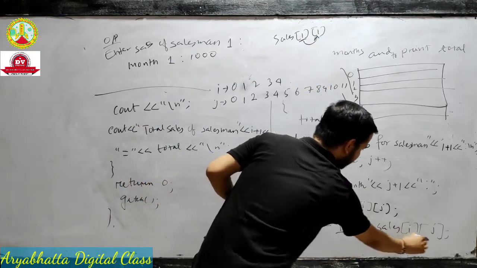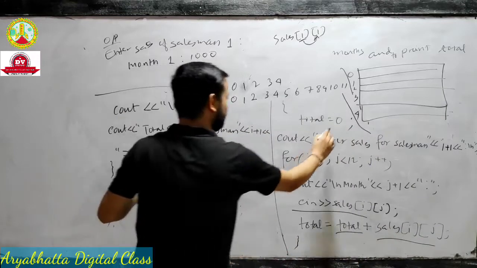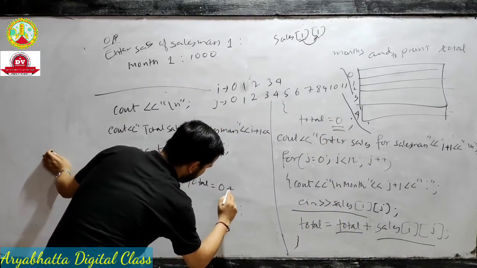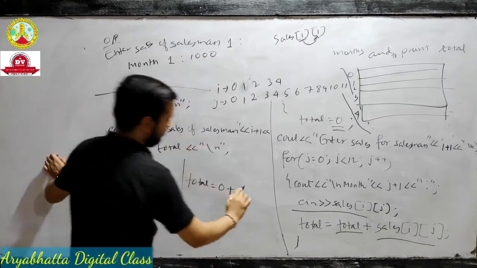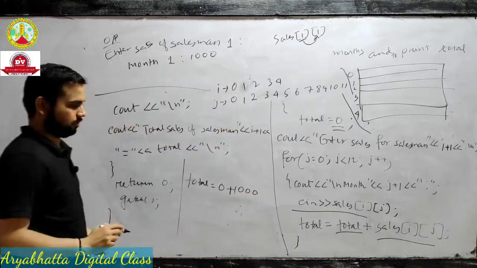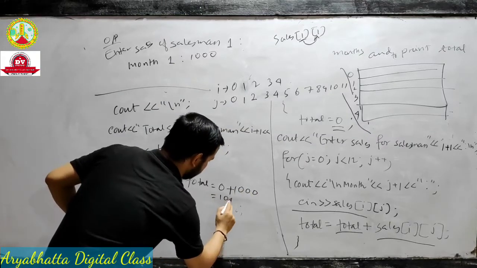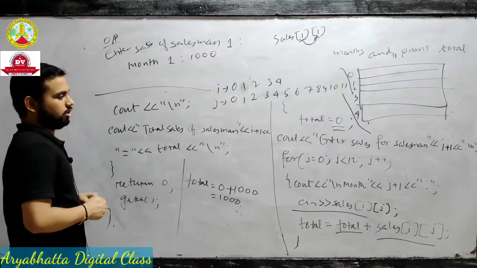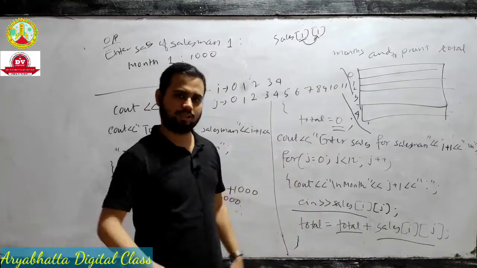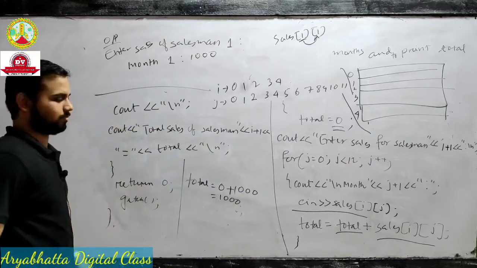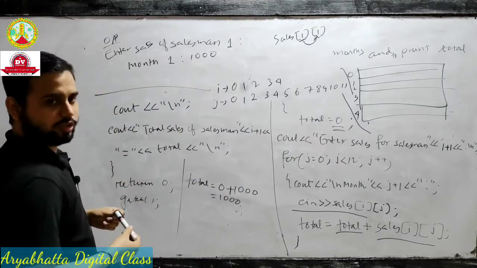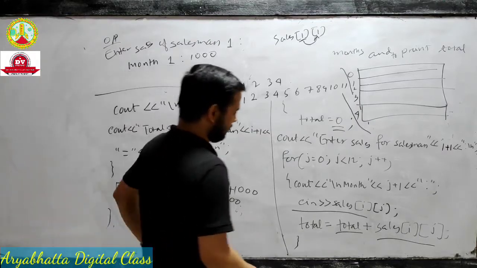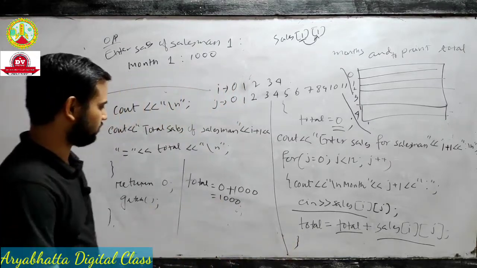Total plus equals sales i j. First, total is initialized to 0 and the first sales is 1000, so your total is 1000. Now your total is not 0, your total will be 1000. We already discussed this type of addition in an earlier class, you just remember. I hope you recognize all this from first year. In first year we already discussed it, easily understood.